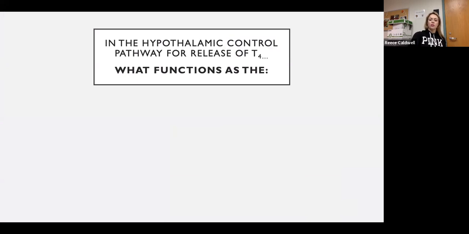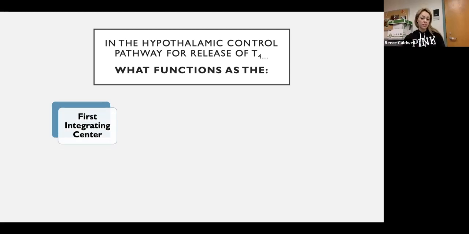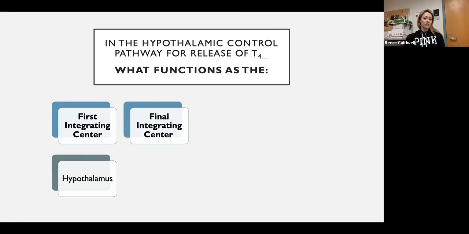So this one should be really easy now because I've mentioned this many times. We're talking about that hypothalamic control pathway again, specifically T4. So the release of thyroid hormone, which we just worked on. So what functions as the first integrating center? I really hope you'll have this down by now. That is the hypothalamus. What functions as the final integrating center whenever we're releasing T4? That is the thyroid gland.